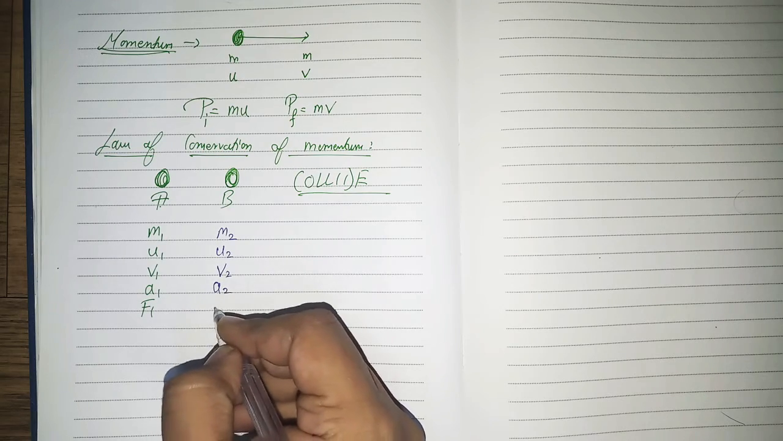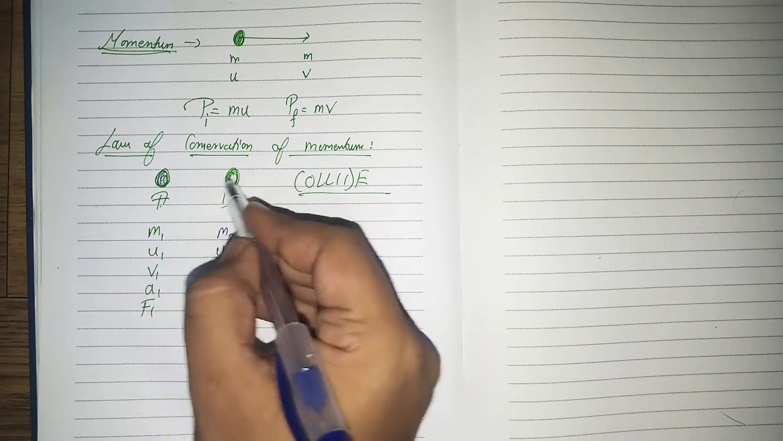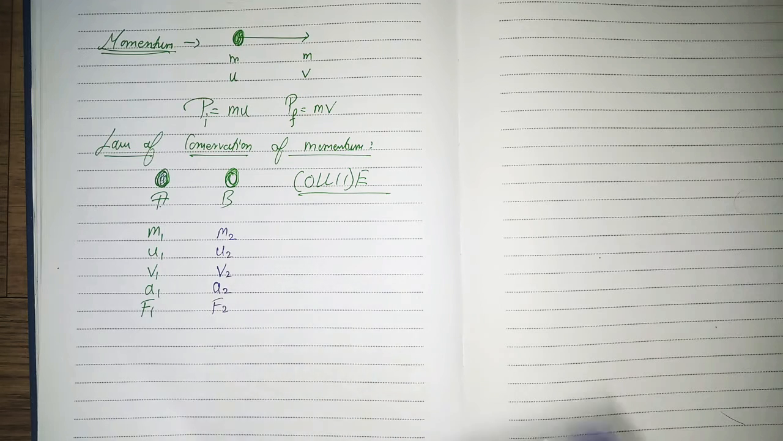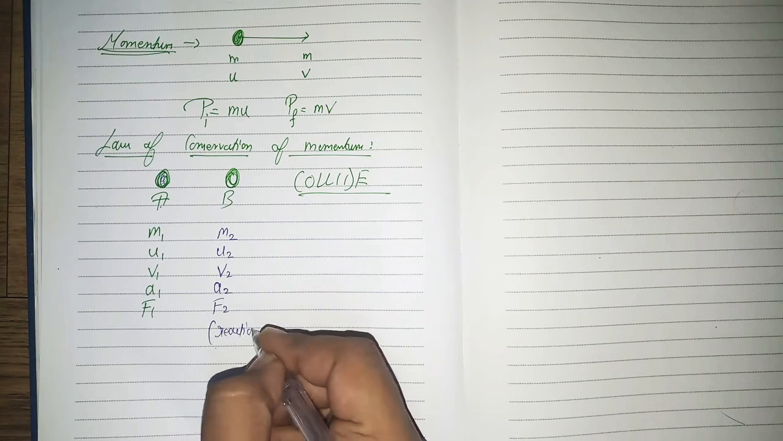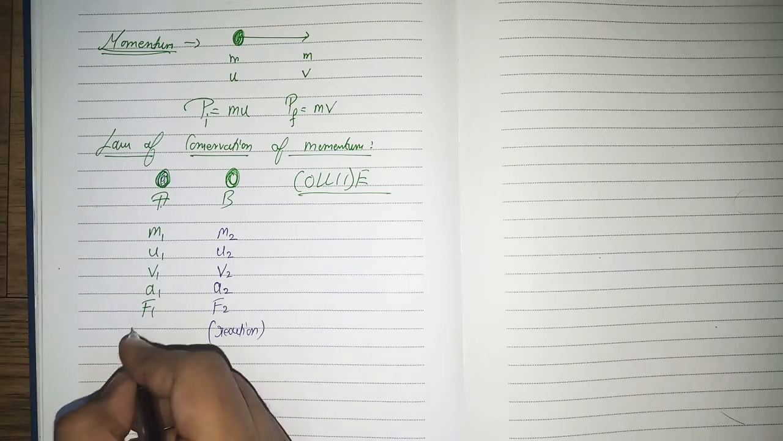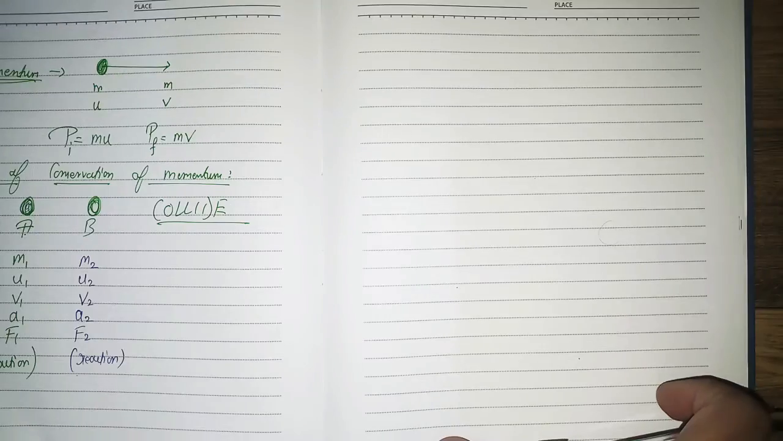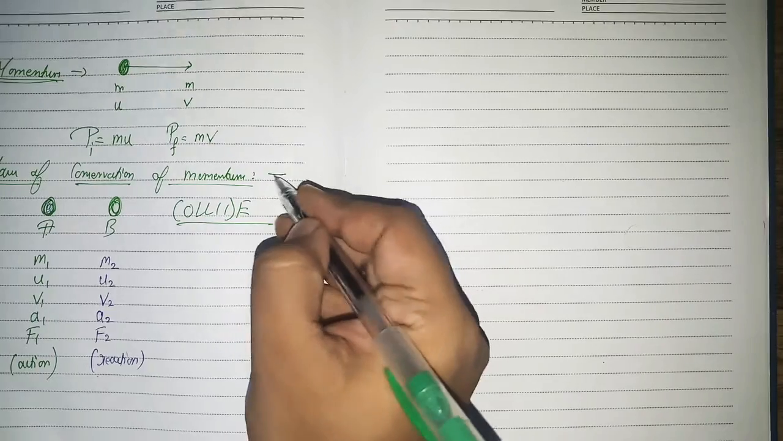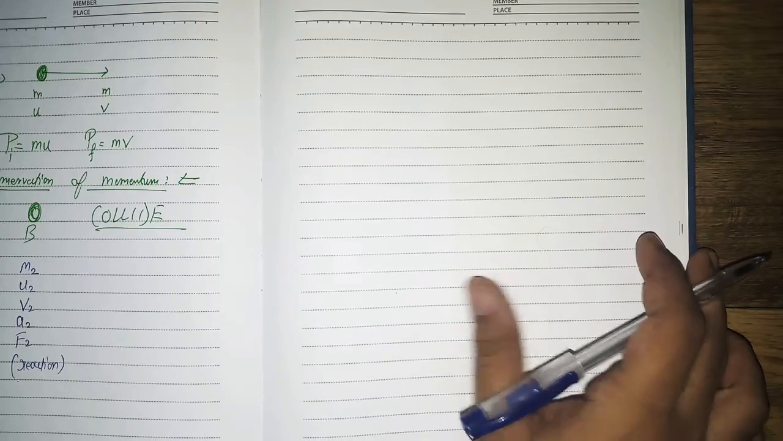and if the object A is applying some force action on B, then B will give reaction according to Newton's third law of motion, that every action has equal and opposite reaction. So remember, this is reaction force and this is action force. Okay, so having said that, let's start with our derivation for law of conservation of momentum.